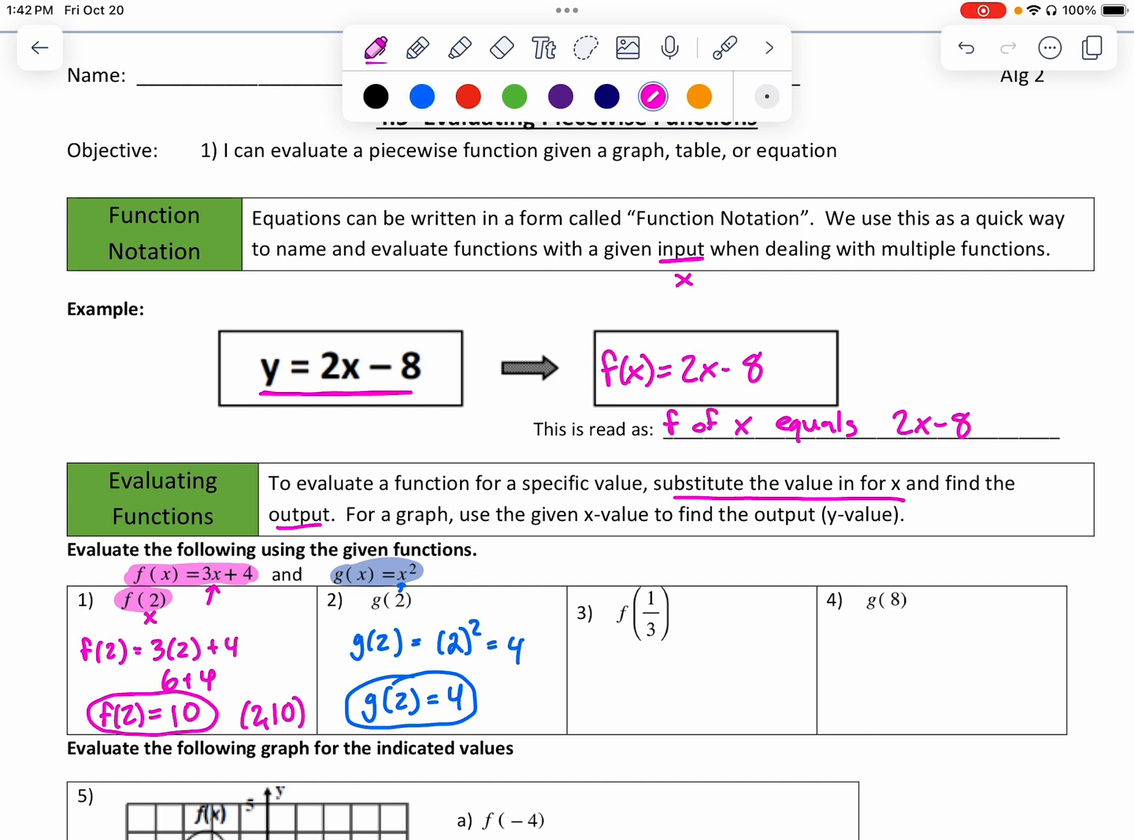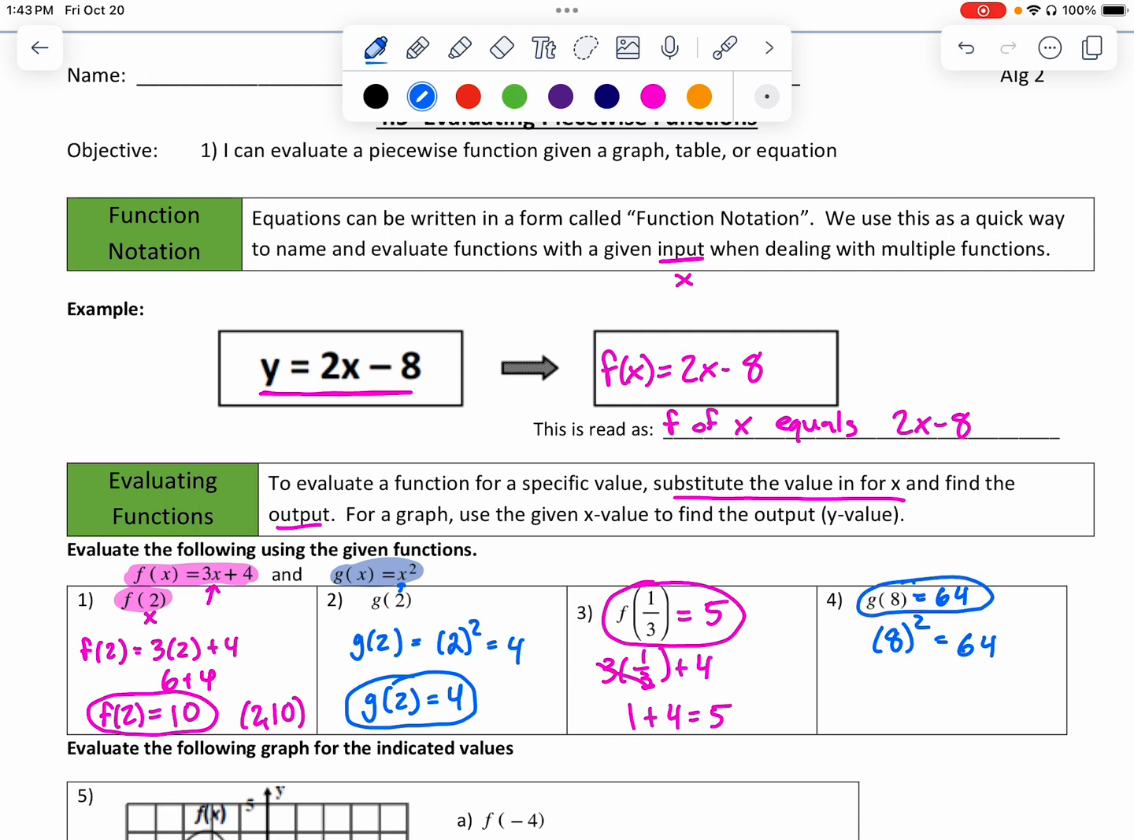The next one says f again, so we're going to plug it into the f equation. I'm going to do 3 times 1/3 plus 4. 3 times 1/3, the 3s cross off, so I'm left with a 1, plus 4 equals 5. So I know f of 1/3 equals 5. And finally, the last one says g of 8. I'm going to plug that into the g equation. I'm plugging the 8 in for the x, so x squared. 8 squared is 64. So g of 8 equals 64.